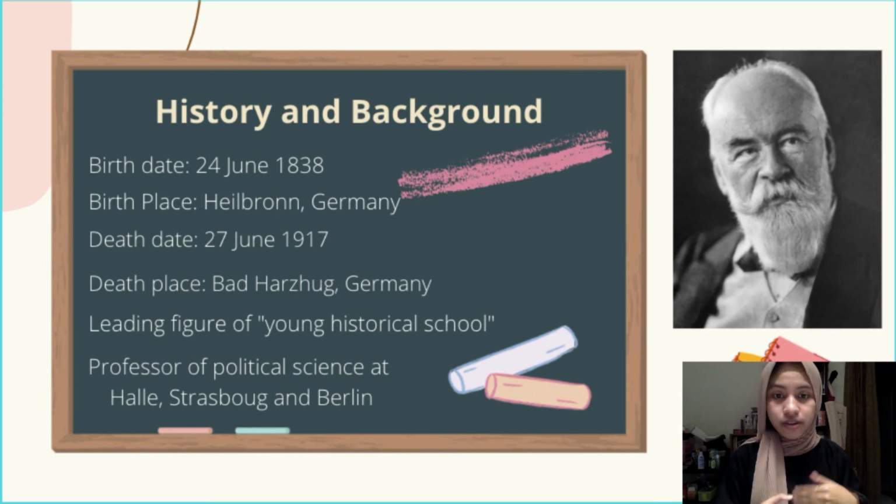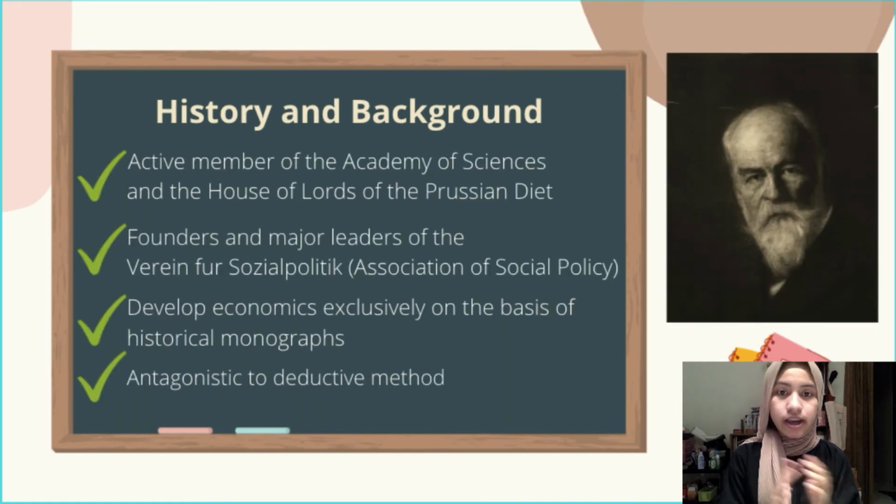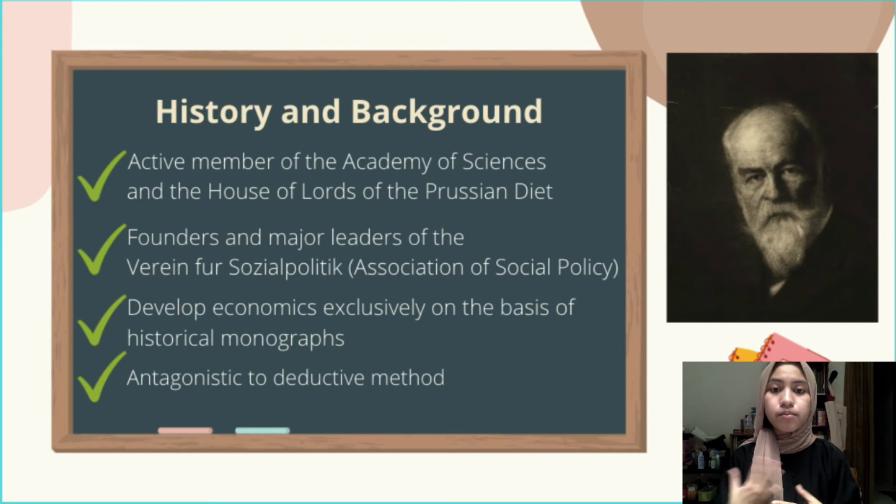Schmoller was the leading figure of the younger historical school. He was a professor of political science at Halle, Strasbourg, and Berlin. Schmoller was an active member of the Academy of Science and also of the House of Lords of the Prussian Diet. He was a founder and major leader of the Verein für Sozialpolitik, or Association of Social Policy.